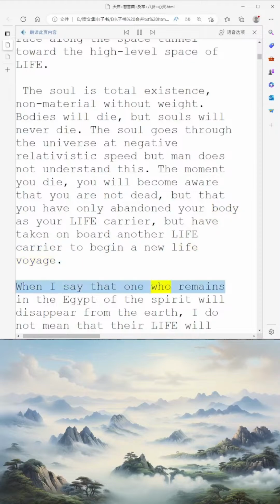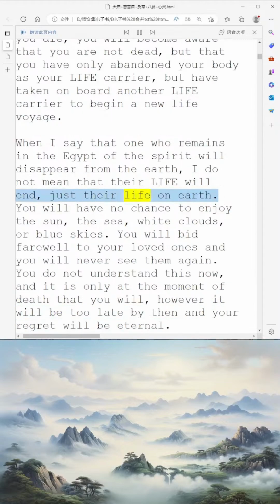When I say that one who remains in the Egypt of the spirit will disappear from the earth, I do not mean that their life will end, just their life on earth. You will have no chance to enjoy the sun, the sea, white clouds, or blue skies. You will bid farewell to your loved ones, and you will never see them again. You do not understand this now, and it is only at the moment of death that you will. However, it will be too late by then, and your regret will be eternal.